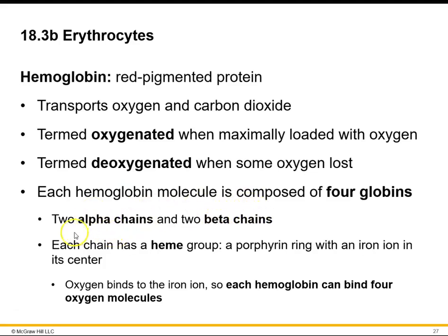Okay, so each one of those chains is going to have a heme group. And all a heme group is, is this ring structure called a porphyrin with an iron ion right in the middle. And what happens is oxygen binds to that iron ion. Okay, so if each one of these chains has a heme group, and each one of those heme groups can bind an oxygen molecule, then each hemoglobin can bind up to 4 oxygen molecules.